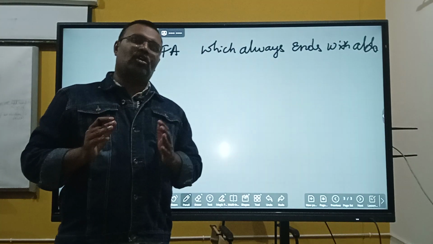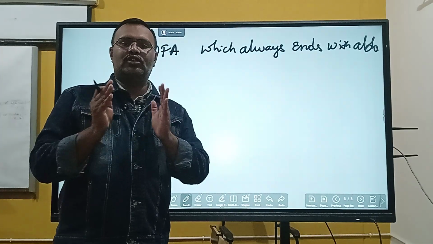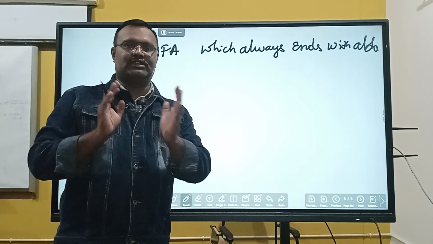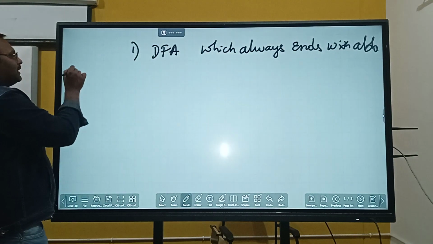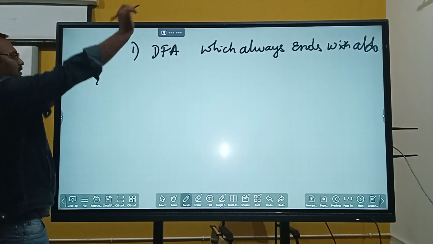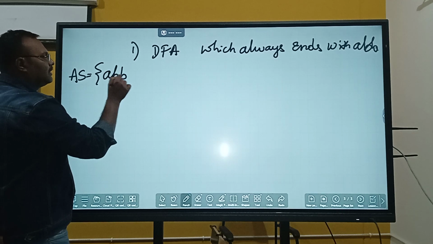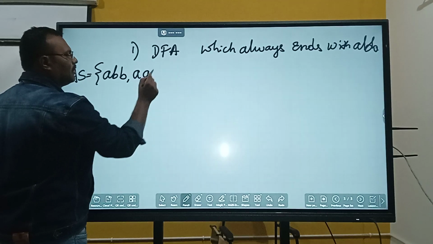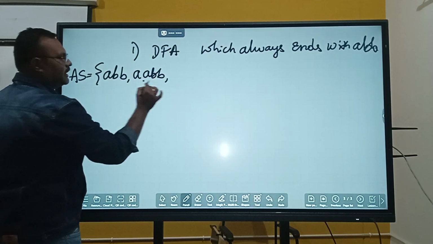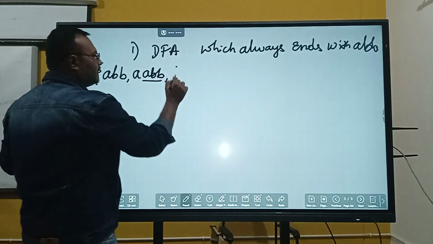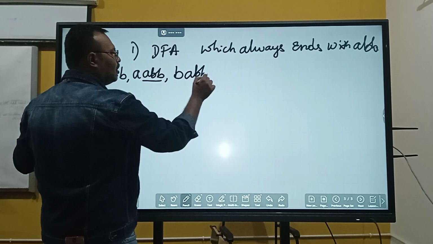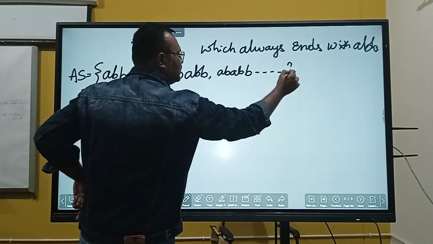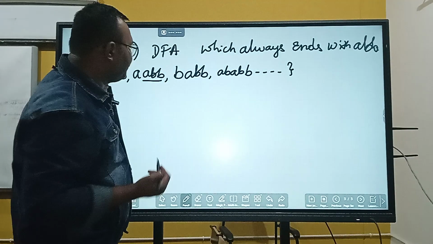When such problems are given, first you need to think what strings are accepted and what strings are rejected. Accepted strings for this problem include ABB itself, since it is ending with ABB. It can also start with A, giving AABB, which is ending with ABB again. Next, BABB is also accepted, ABABB is also accepted, and so on. These are the strings that are ending with ABB.